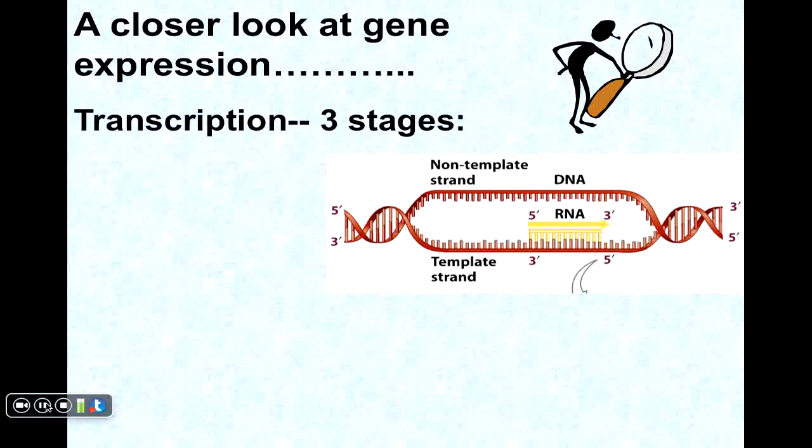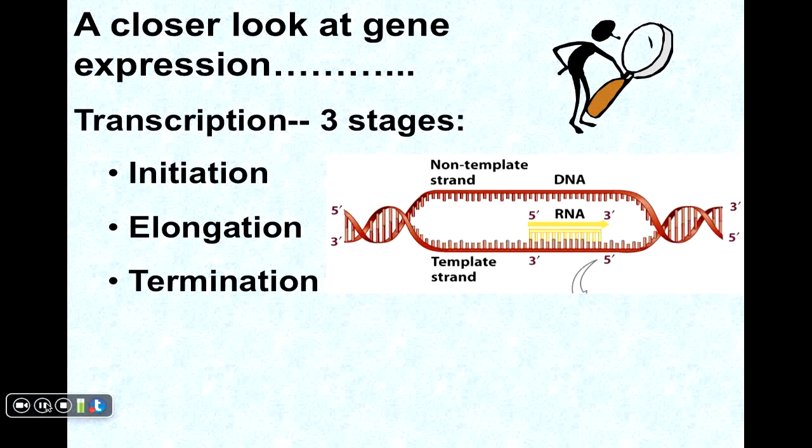Now let's take a closer look at gene expression. Let's focus initially on transcription. In other words, converting the information in DNA to a corresponding piece of RNA, specifically messenger RNA. We can identify 3 stages of transcription, namely initiation, elongation, and termination. But in essence, what is occurring during the process of transcription is this enzyme, RNA polymerase, is essentially identifying a specific region of DNA.